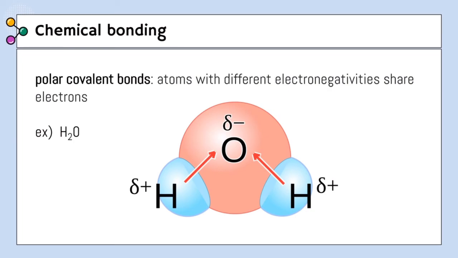The next type of covalent bond is the polar covalent bond. Water has atoms with different electronegativities. Oxygen and hydrogen compose water, and oxygen attracts the shared electrons more strongly than hydrogen. So the shared electrons spend more time near oxygen, which makes the oxygen atom have a slightly negative charge, and hydrogen atoms have a slightly positive charge.